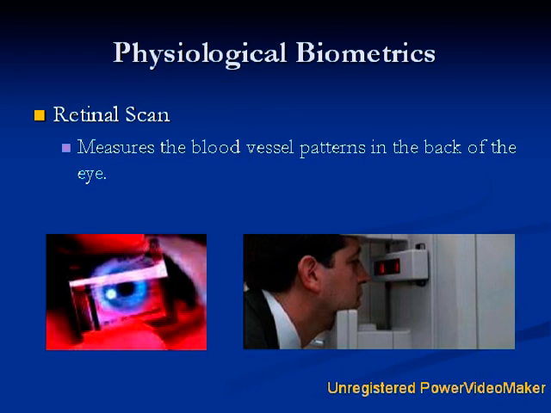Another type of physiological biometrics is the retinal scan. The retinal scan works by shining a light into the back of one's eye in order to measure blood vessel patterns. This technology, however, is not commonly used because it is viewed as intrusive to the individual. Because of this, retinal scans are not commercially available.